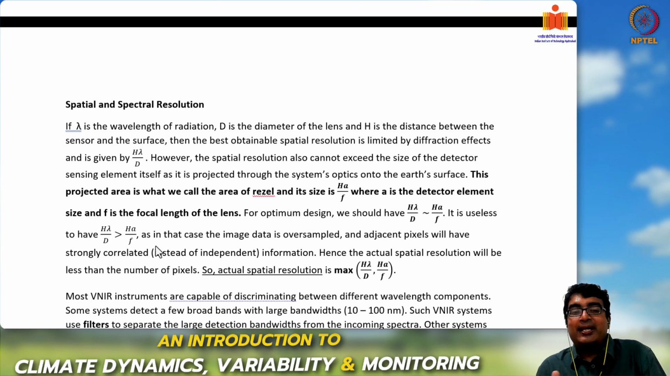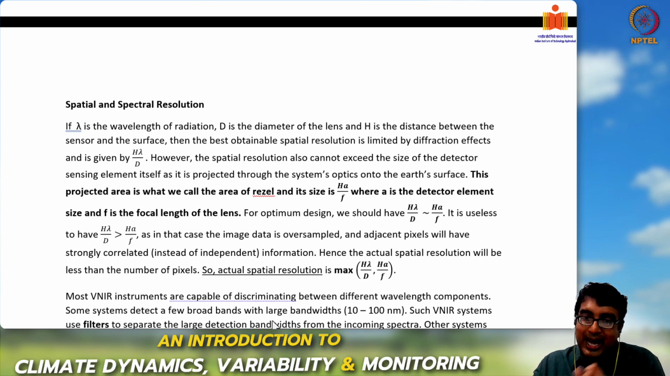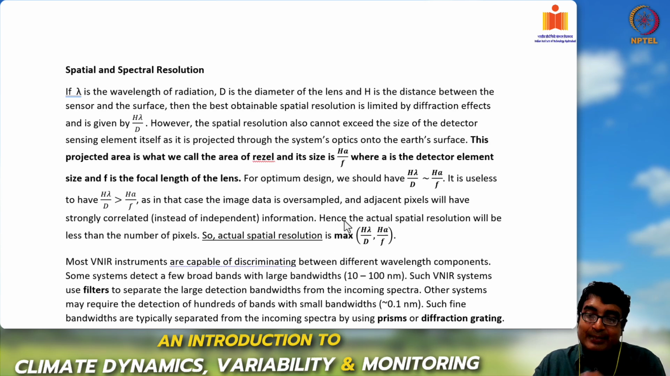The opposite case, where hλ by d is less than hA by f, is actually a poor design because you can always increase the focal length of your lens to get to that physical limit. So, in general, these two are of the same order and the actual resolution is the maximum of these two quantities for a given satellite system.